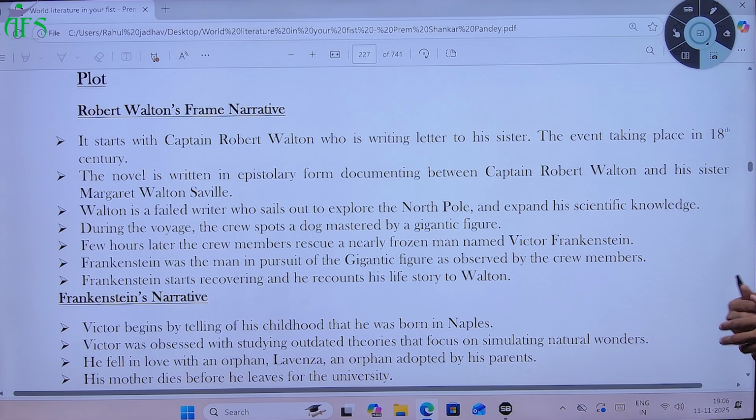Now, during the voyage, the crew spots a dog sled driven by a gigantic figure. A few hours later, the crew members rescue a nearly frozen man named Victor Frankenstein. Frankenstein was a man in pursuit of the gigantic figure, as observed by the crew members together. Frankenstein starts recovering and he recounts his life story to Walton.